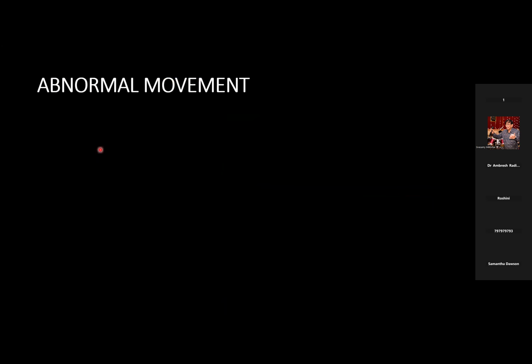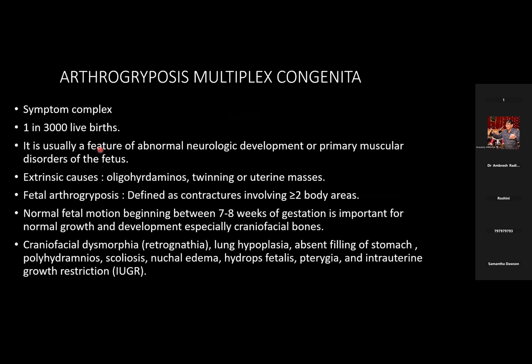So moving on to the abnormal movement, arthrogryposis multiplex congenita. This is not a diagnosis. This is a symptom complex, and it is seen in 1 in 3,000 live births. It can be a feature of abnormal neurological development or primary muscular disorder of the fetus. It can also be due to extrinsic causes like oligohydramnios, twinning, or uterine masses.